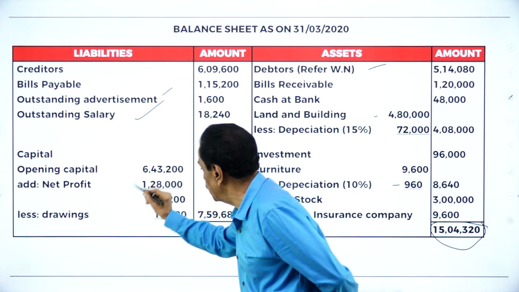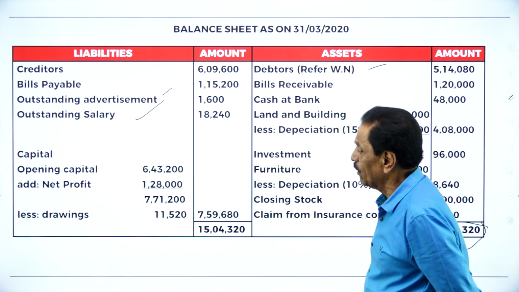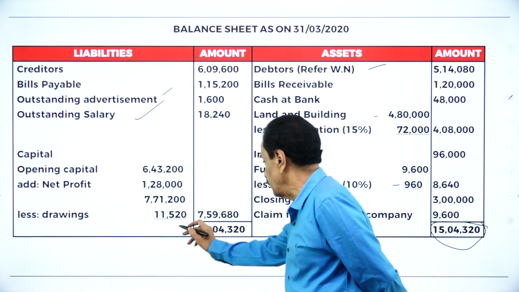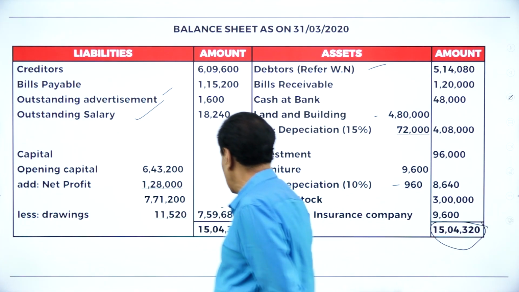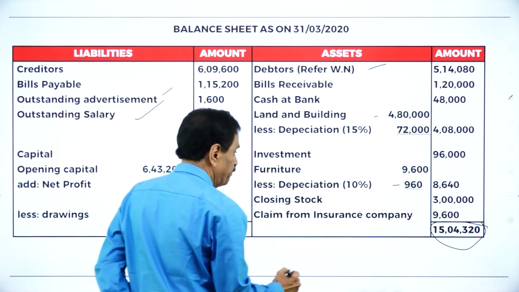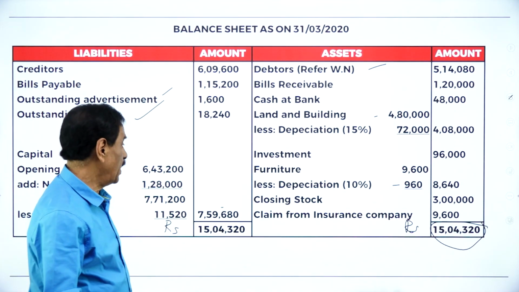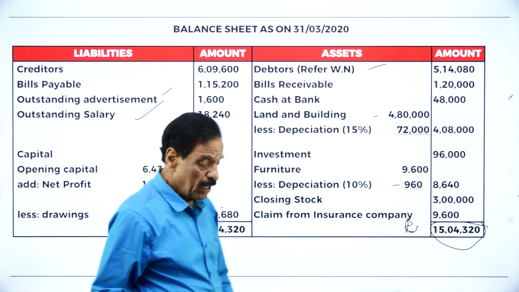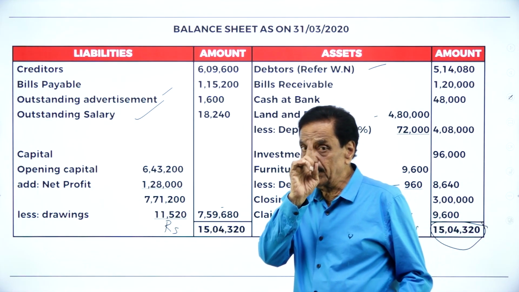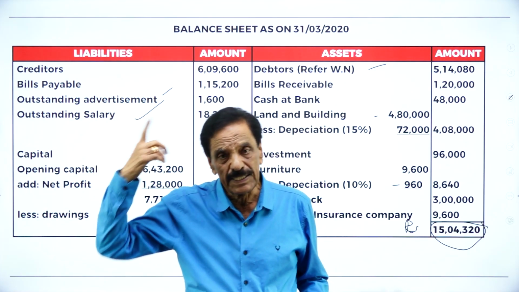Then capital at the beginning is 6 lakh 43,200. Add net profit during the year 1 lakh 28,000. Less drawing during the year 11,715. So it will tally for 15 lakh 4,320. So go slowly, 15 lakh 4,020. So regarding this trial balance, you must remember: debit side is an expenditure, credit side is income, debit side asset, credit side liability.